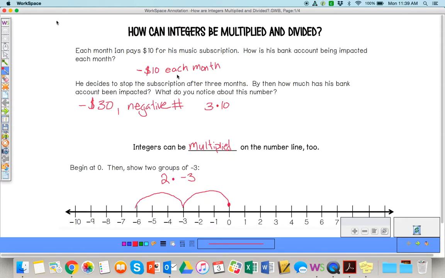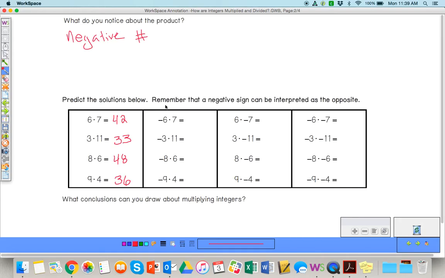So if we look back at these two things, both of these had one positive number and one negative number. For example, in this one, we needed negative 10 3 times, and we got negative 30. So we did 3 times negative 10. In this one, we wanted the number negative 3, 2 times. Both times we did that, we ended up with a negative number. So if I do a negative times a positive, it's going to be a negative number.